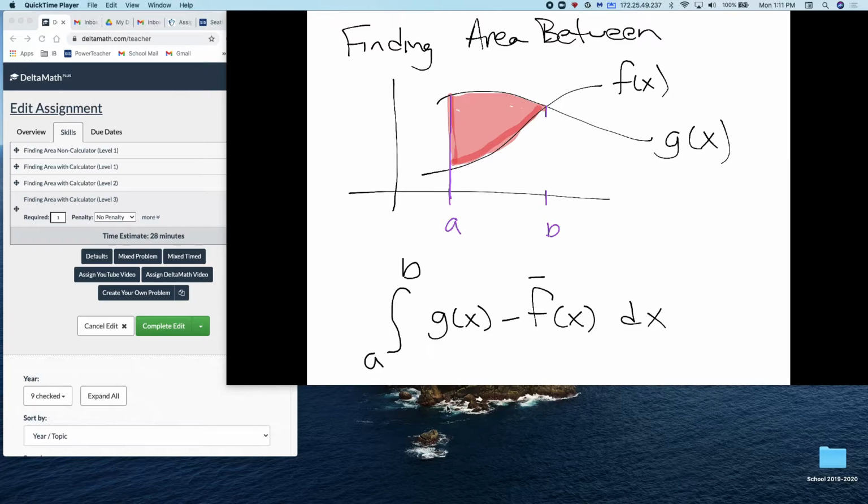Really important that you subtract the entire f curve. So if you need to put parentheses around that, make sure you subtract the entire f curve. Make sure you don't just subtract the first term of the f curve.